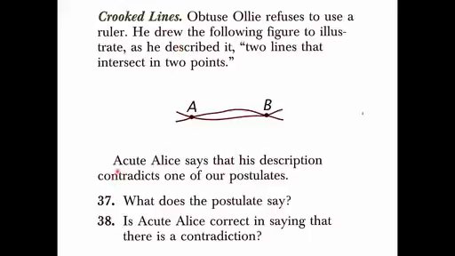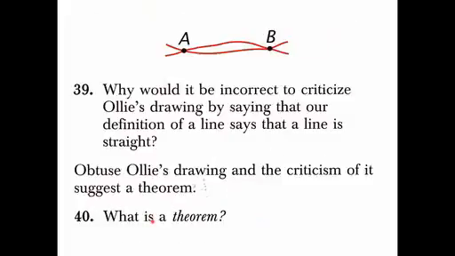Acute Alice is a little sharper. She says that his description contradicts one of our postulates. So which postulate? What does that postulate say? And is she correct in saying there's a contradiction? Well, he doesn't give up. Why would it be incorrect to criticize Ollie's drawing by saying that our definition of a line says that a line is straight? What would be wrong with criticizing and saying, well, our definition of a line says that a line has to be straight?